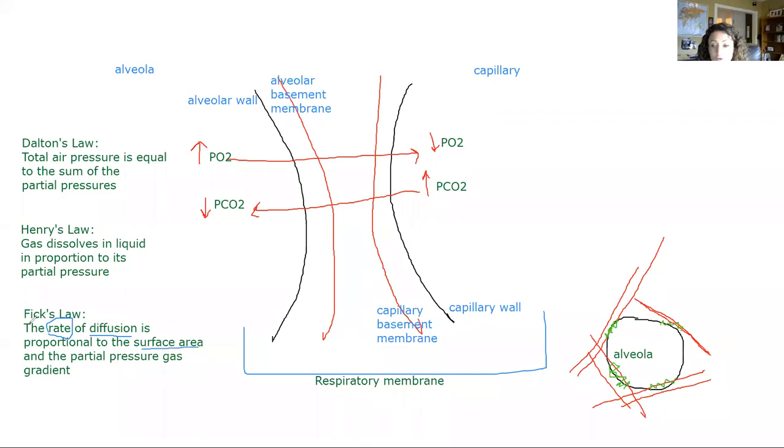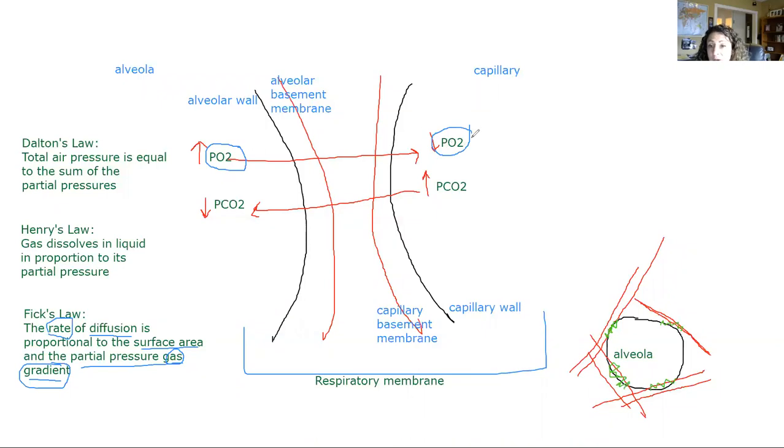The rate of diffusion is also proportional to the partial pressure gas gradient. Gas gradient is how big of a difference there is in the pressures. Gradient is a difference. So if there's a large difference in the amount of oxygen in the alveola and the amount of oxygen in the capillary, the gas will diffuse faster. If there's not much of a difference, there's not much of a gradient, the gas will diffuse more slowly.